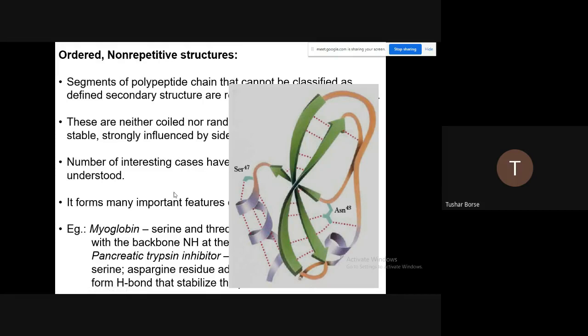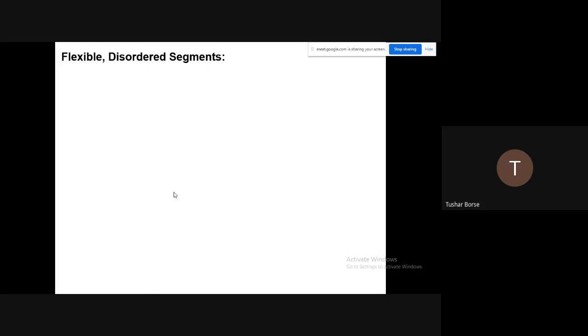In addition to this, you have some regions which are disordered segments and which are flexible. It means the sequence is not fixed, so it could be random. If you compare 100 proteins, in all the proteins you may find that the sequence is very different from each other.